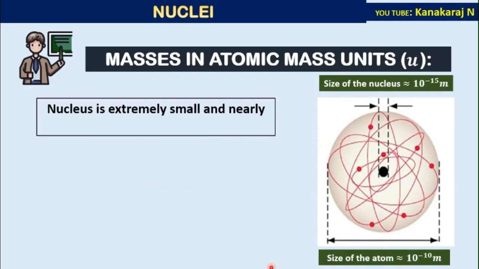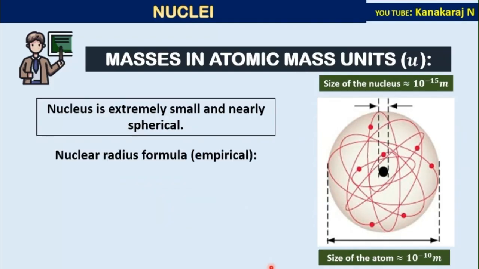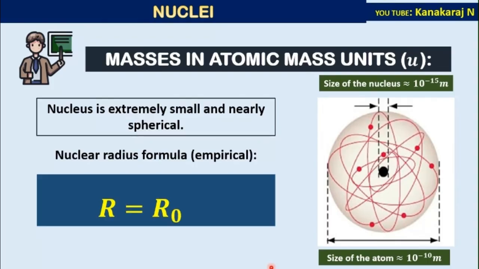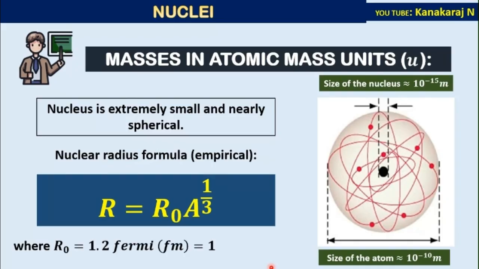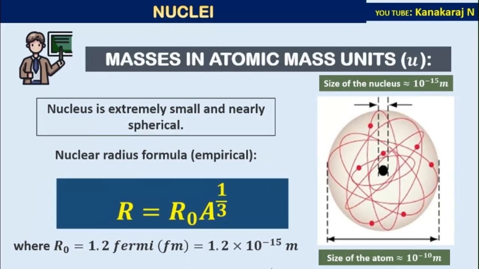The nucleus is extremely small, nearly spherical. Nuclear radius formula. It's an empirical formula, not a derived formula. R equals R naught A power 1 upon 3. Here, the value of R naught is 1.2 fermi. Fermi means 10 power minus 15 meter.